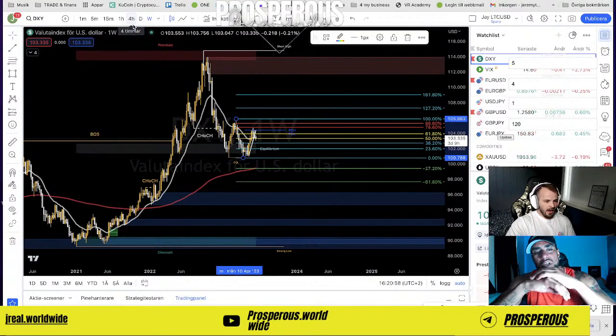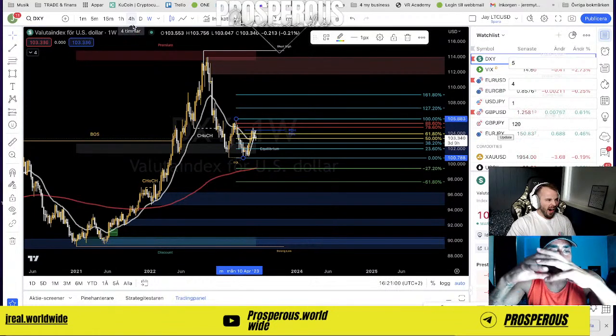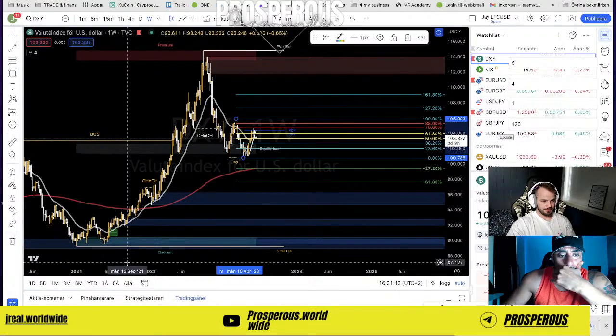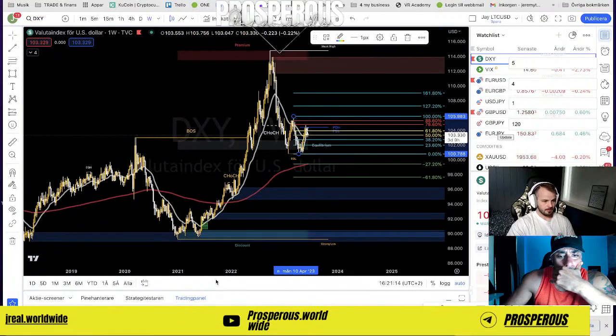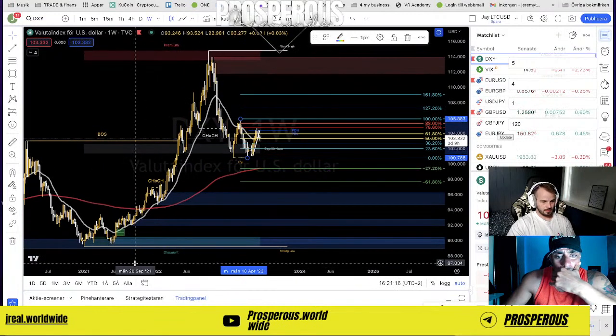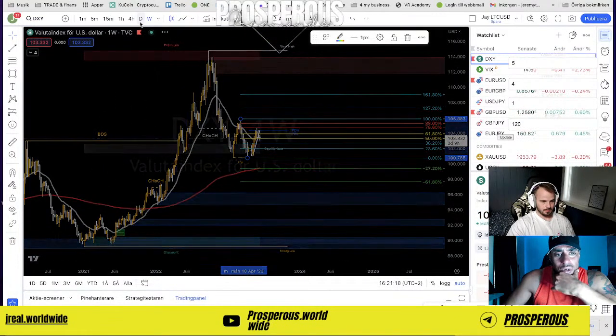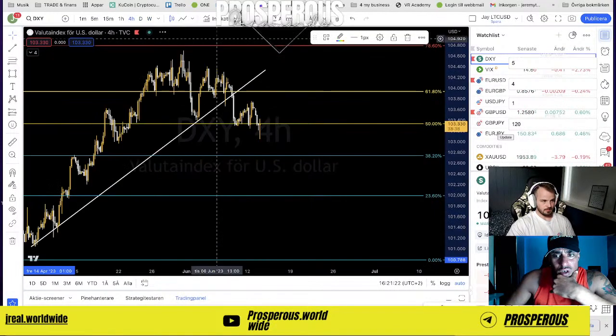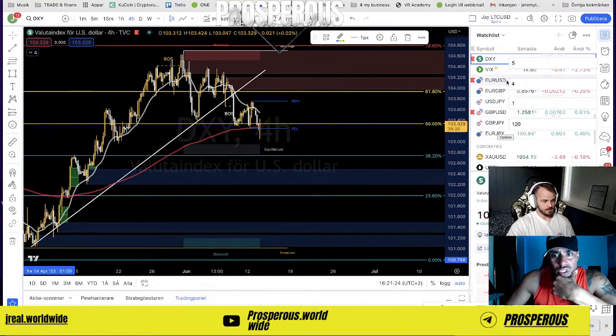If you're looking at the weekly time frame on the US dollar, then we have a change of character, but still we don't have the break of structure. Yeah, we'll see what happens. Right now, I agree with you. It looks like it wants to drop, which will be very good for our Euro USD and GBP USD setups.